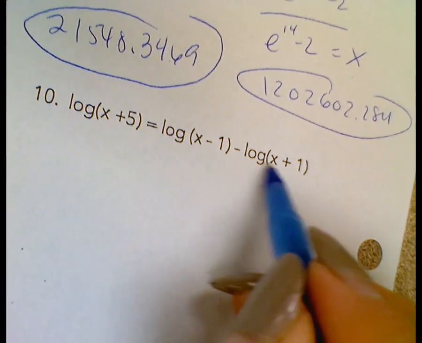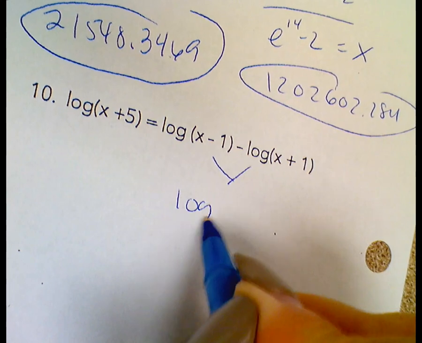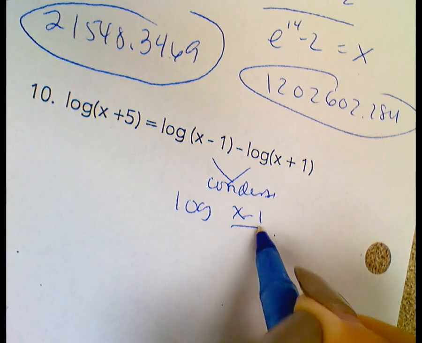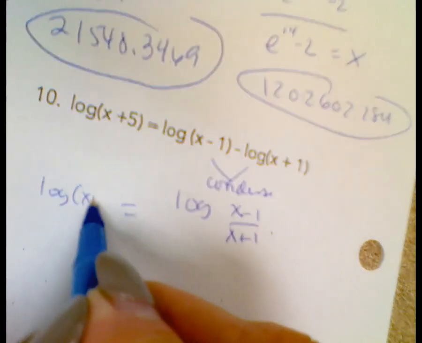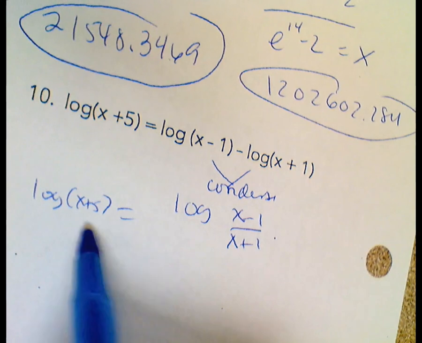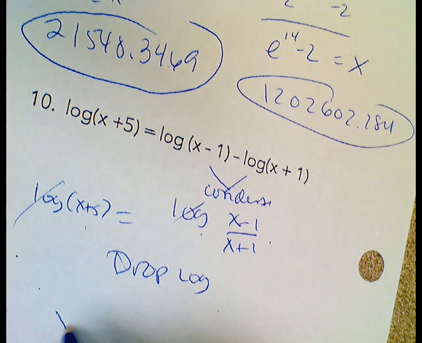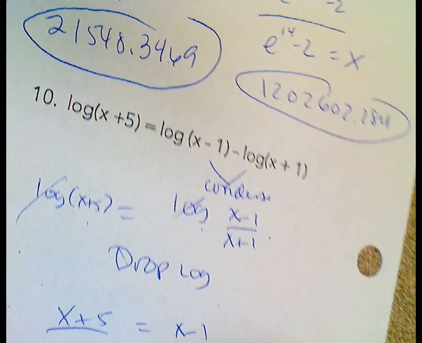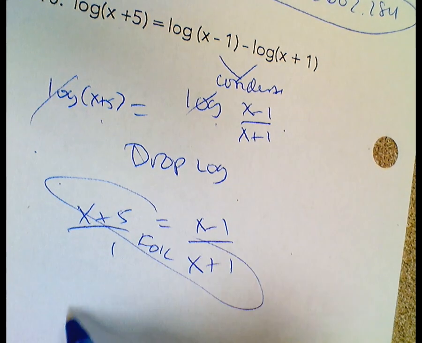Okay, now we have 3 logs. You can see this, but we can't drop a log until this one's down to 1. So we are condensing on this side. So it's x minus 1 over x plus 1. Okay, and then we can drop a log. Drop log. Those are the same. So we have x plus 5 equals x minus 1 times x plus 1. Now we're going to cross multiply, but we're going to have to FOIL these two.